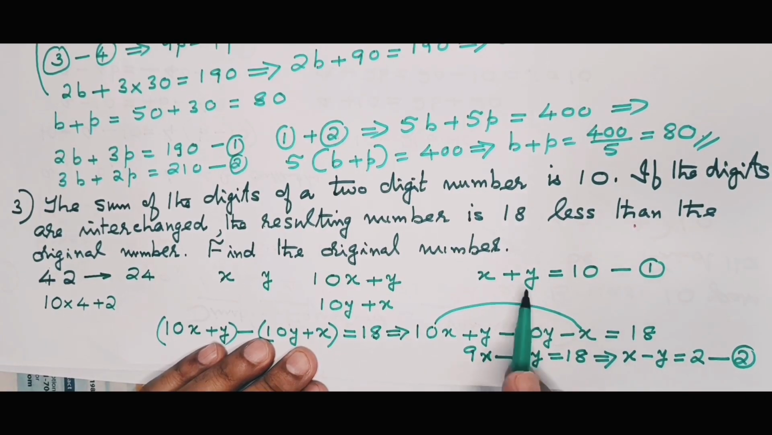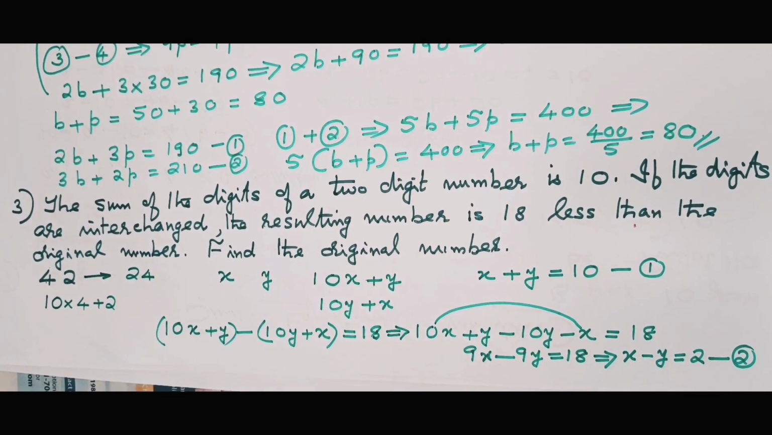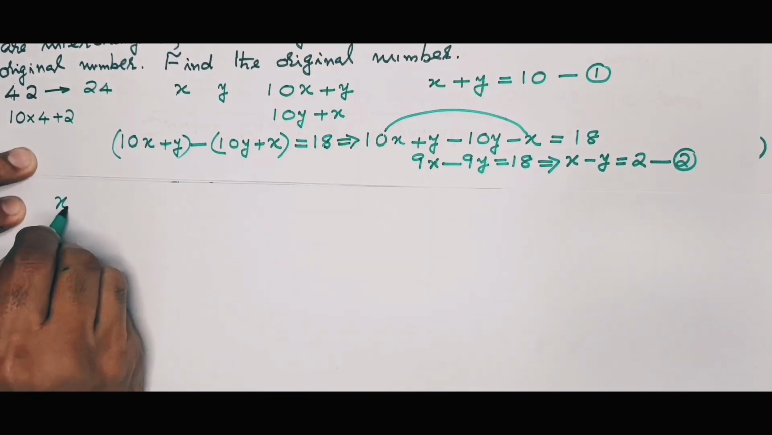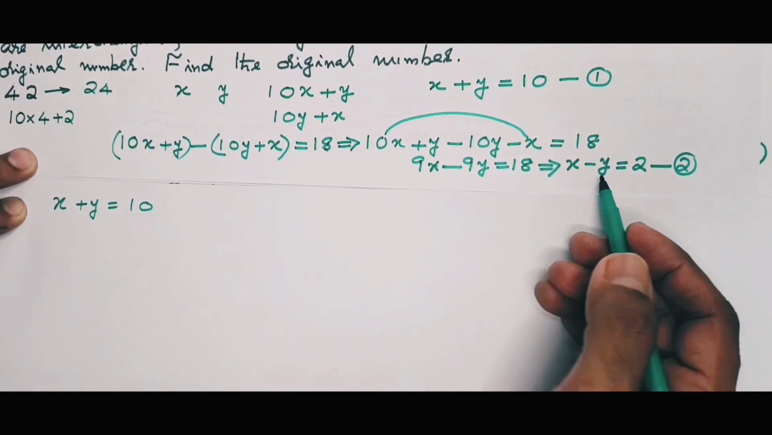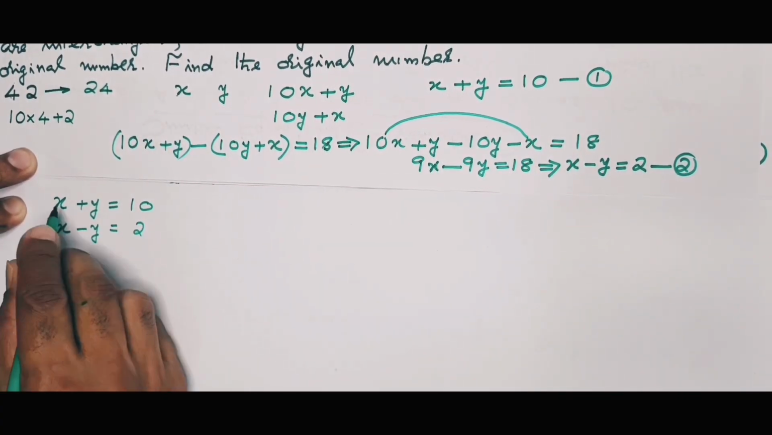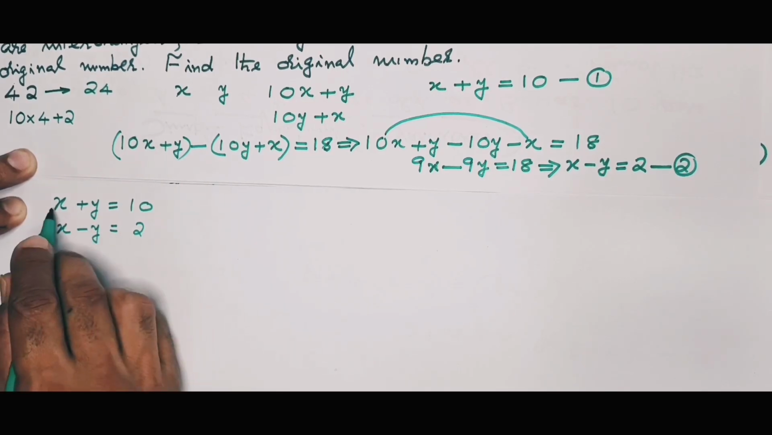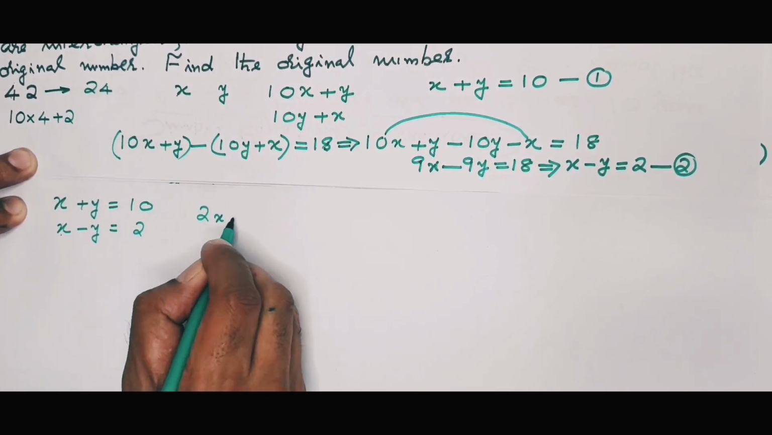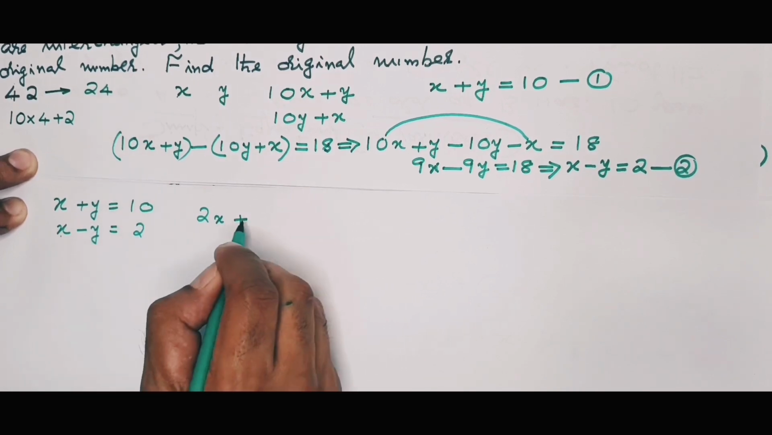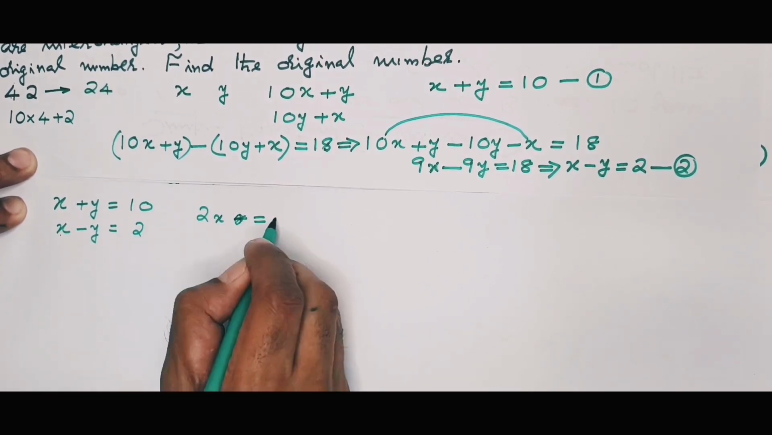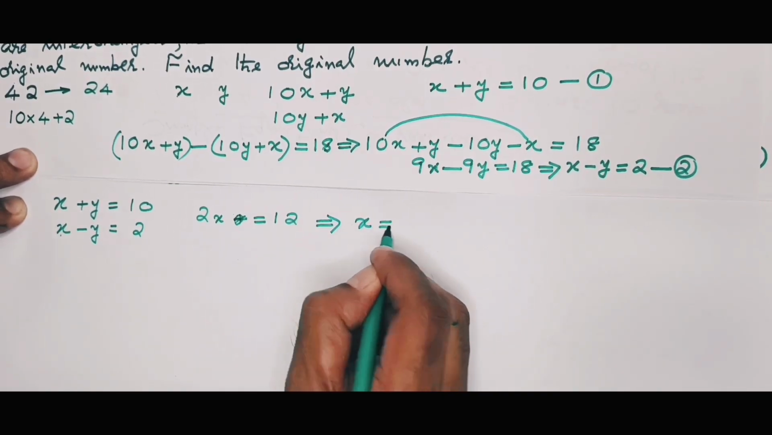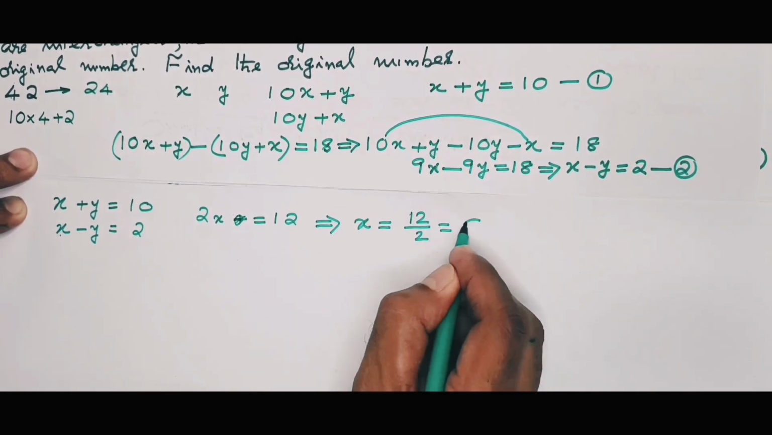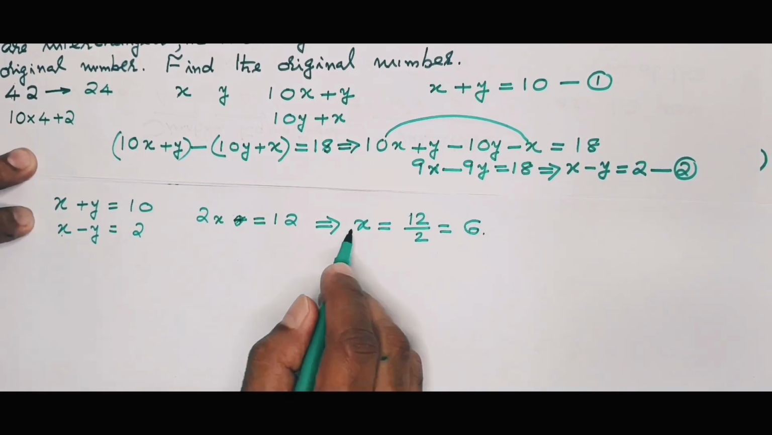Now we got two very simple equations. By solving them, you will get both x and y. Let me rewrite the equations again. x plus y equals 10, and x minus y equals 2. Just add these two equations. y will get eliminated. x plus x is 2x. On the right side, you have 10 plus 2, which is 12. x equals 12 divided by 2, which is 6. So x is equal to 6.